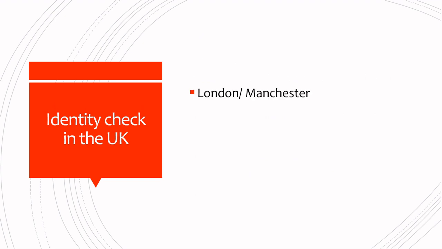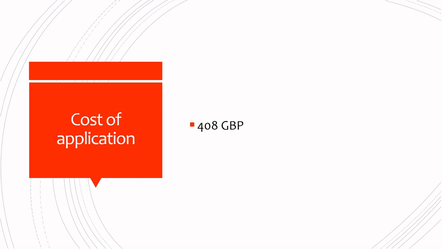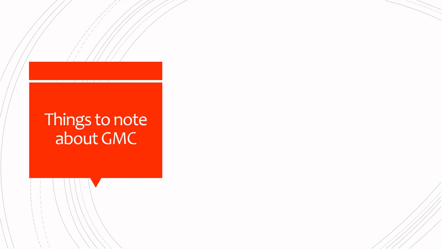Identity check in the UK. So it's usually done in London or Manchester within 3 months of the GMC approval. I was granted registration without an ID check because of the COVID circumstances, but nowadays they have restarted the identity check. So anyone who gets the registration needs to come within 3 months of their registration to London or Manchester for their identity check. The cost of the GMC application is 408 GBP.